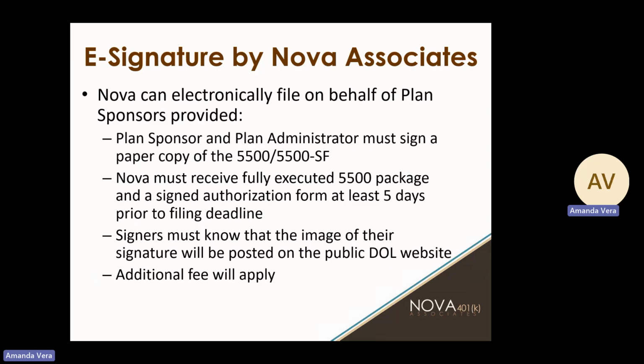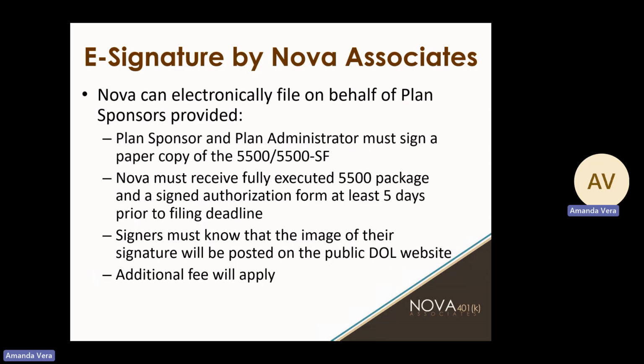Another option is that Nova can electronically file on behalf of your plan. There's quite a few things you need to keep in mind before doing that. You still have to print a 5500 and you still have to sign a paper copy. You have to provide that paper copy to Nova because part of someone else signing on your behalf is that this paper copy with your signature is uploaded to the 5500.